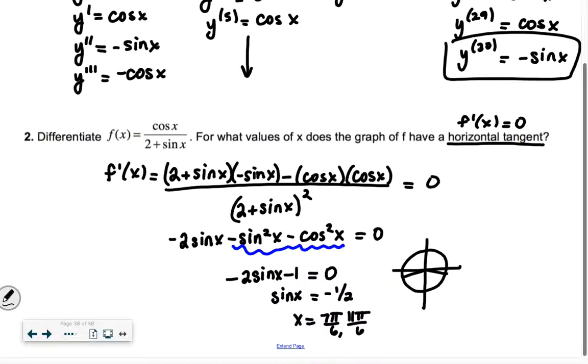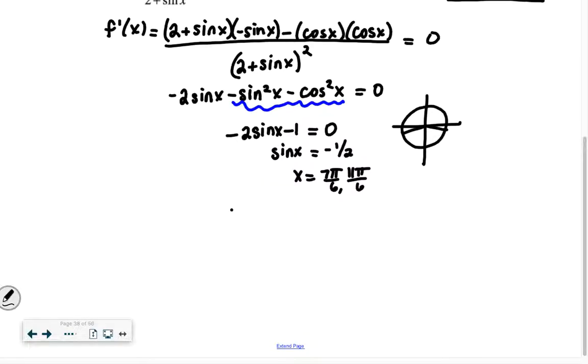Would it be like plus 2 pi? Yeah, so that brings up an interesting point. Did I say on the interval 0 to 2 pi? No. So yeah, we have to do that plus 2 pi k thing. So for what values of x, it's going to be x equals 7 pi over 6 plus every rotation around the unit circle. So we're going to do plus 2 pi k. And then 11 pi over 6 plus 2 pi k.